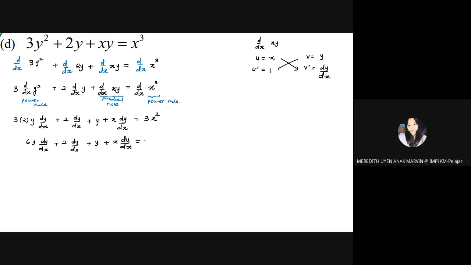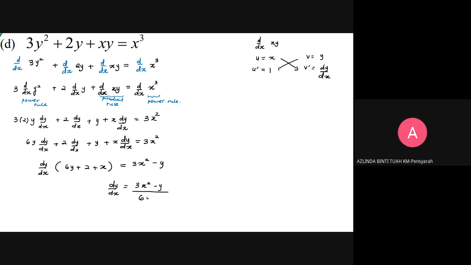Copy the 3x to the power of 2 as well. Okay, then? Then now we can factorize the 6y dy dx and the 2 dy dx with the x dy dx. Okay. What do we have on the right? 3x squared, 3x squared minus y. Okay. Last step? Last step, bring the 6y plus 2 plus x to the right side.